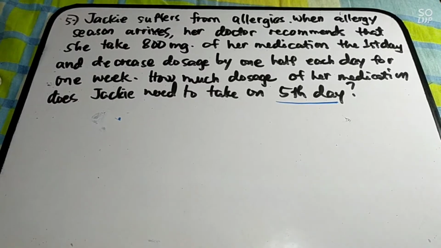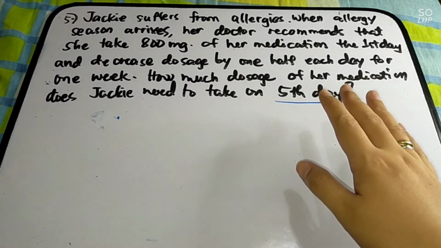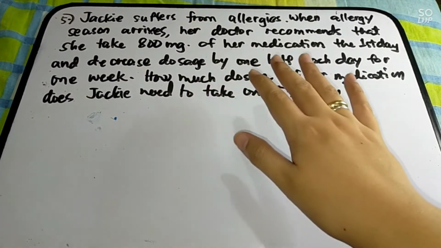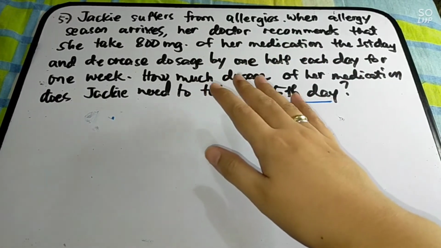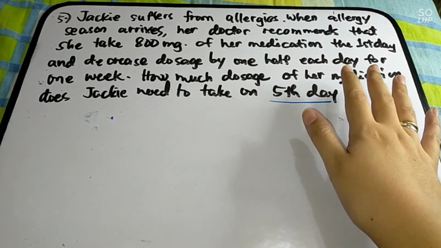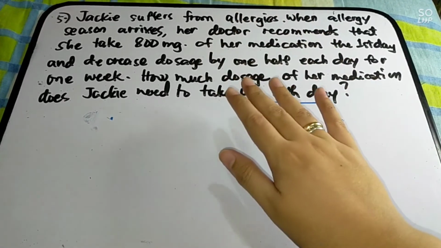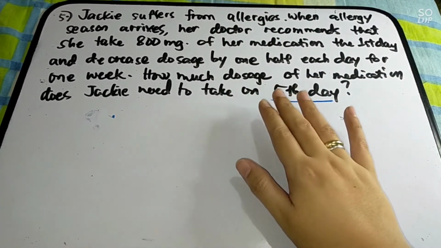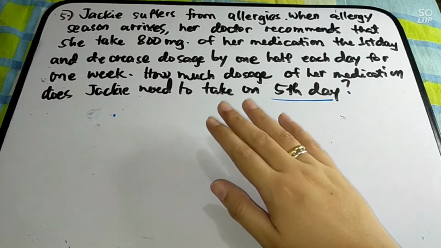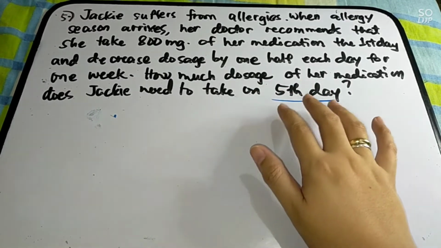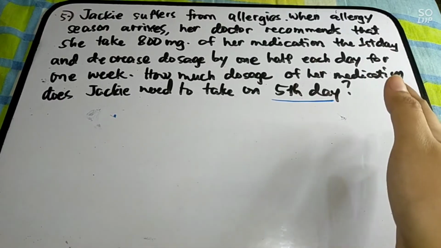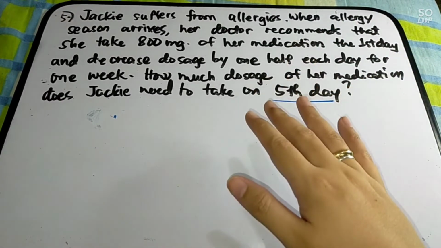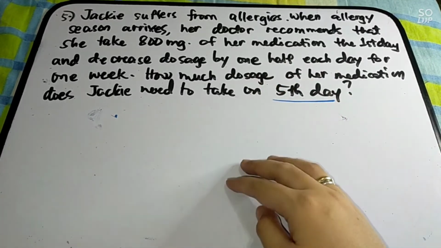Number 5. Jackie suffers from allergies when allergy season arrives. Her doctor recommends that she take 800 mg of her medication the first day and decrease dosage by 1/2 each day for 1 week. How much dosage of her medications does Jackie need to take on the 5th day? So, we are going to determine first if it is arithmetic or geometric.